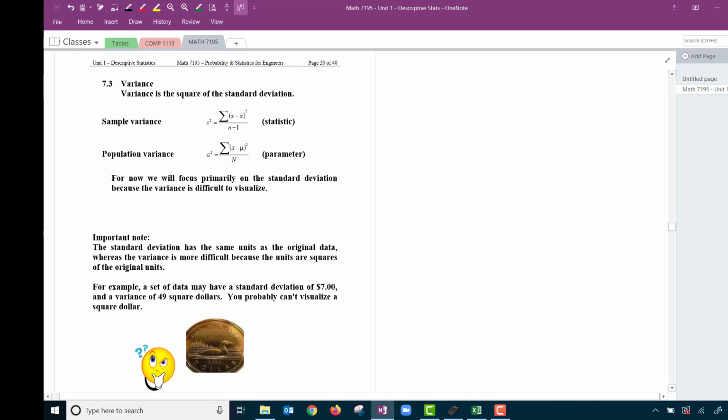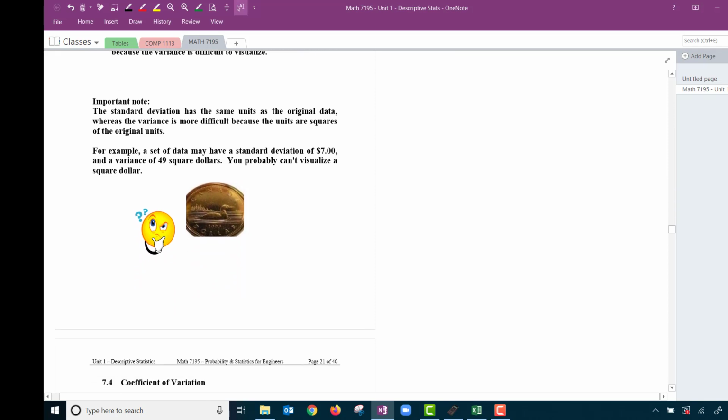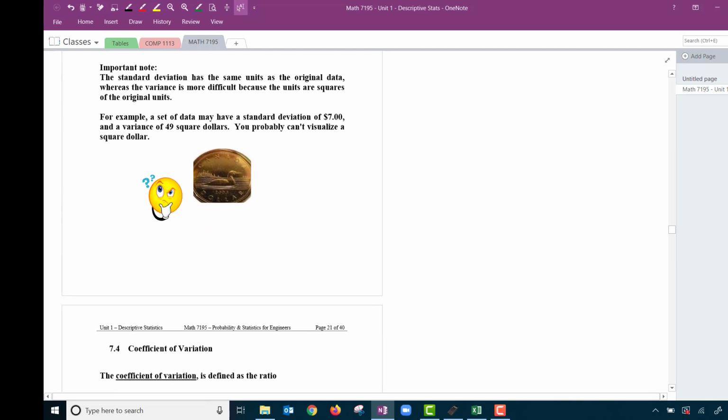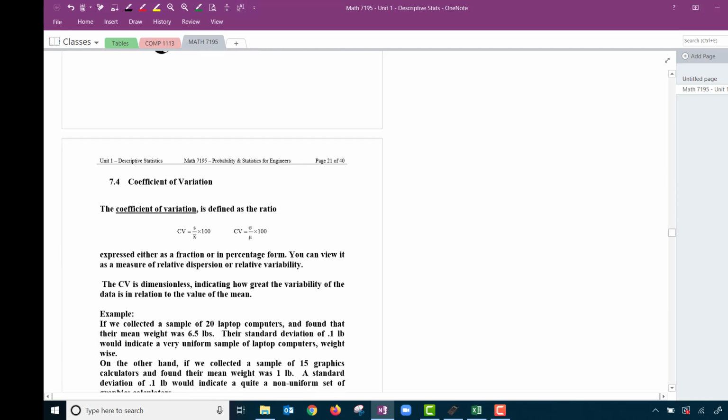You end up with squared units, which in the example that we're doing with defects per 50 boards, it'd be really awkward to have to say defects per 50 boards squared. There's a terrible little note here about the variance when talking about money and square dollars. I kind of failed at making my loony square there.